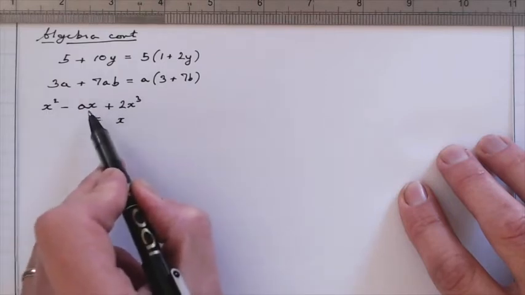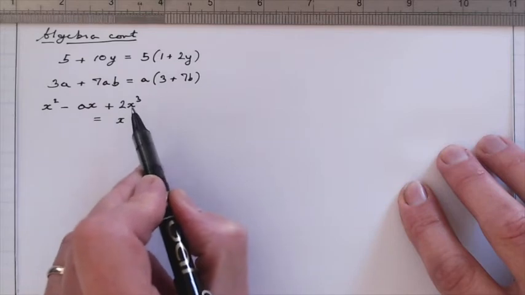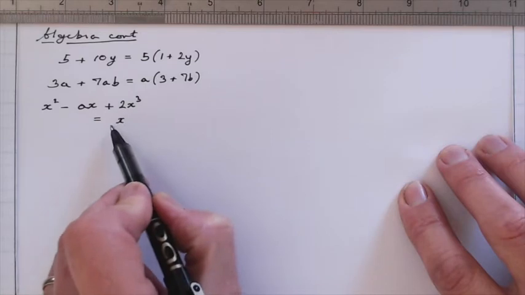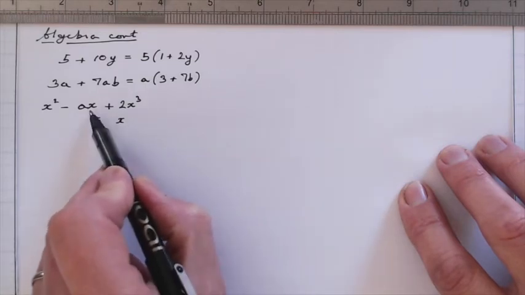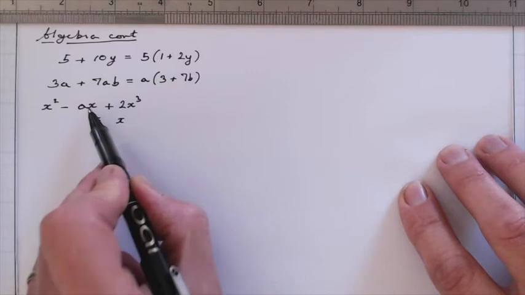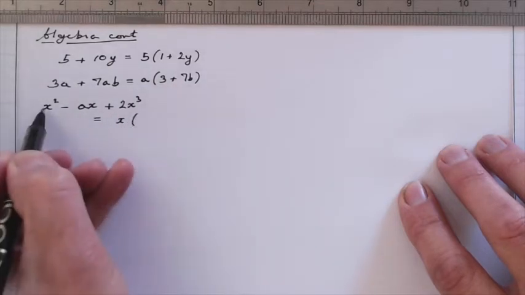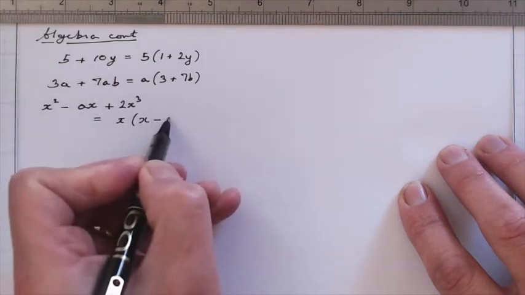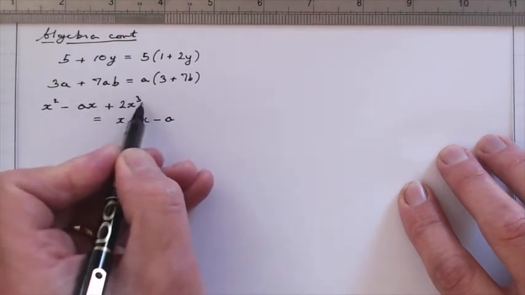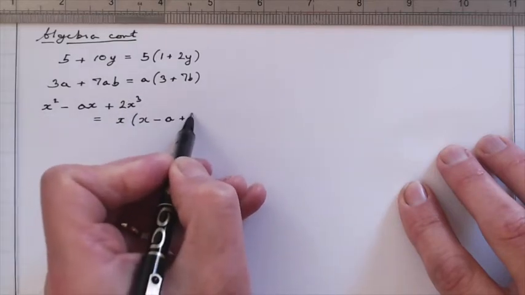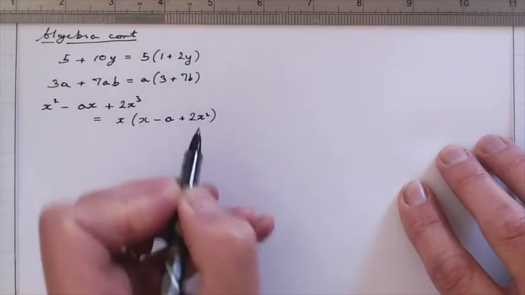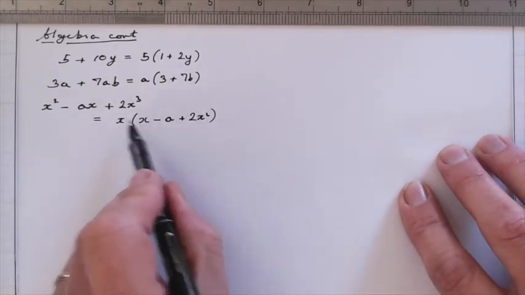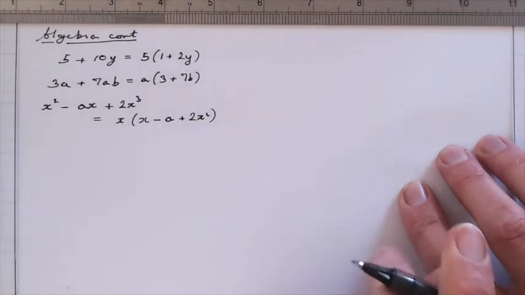So if you have terms that have different powers of the same base, if you remember our terminology from the indices tutorial, you can only take outside the power of the base that has the lowest power. Here it's x to the power of 1. So we can take x outside. Then to get x squared we need to have x. To get minus ax we need minus a. And to get plus 2x cubed, we'll need plus 2x squared here. And again, we can check if we wish to make sure that that's going to give back the thing that we have just wrapped up.